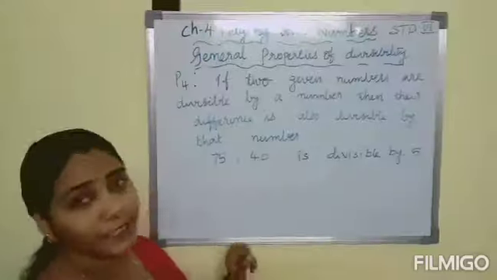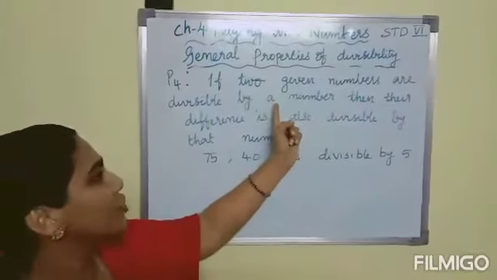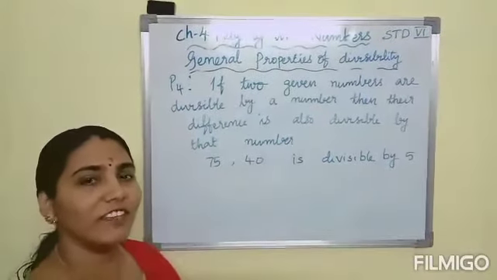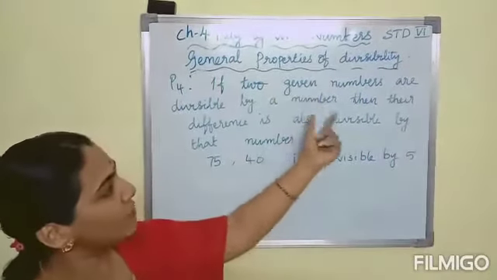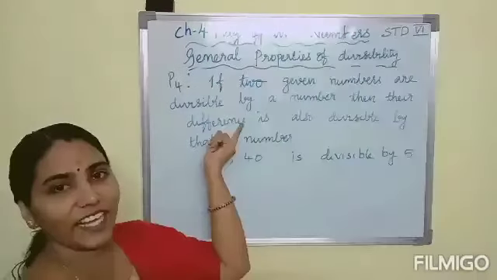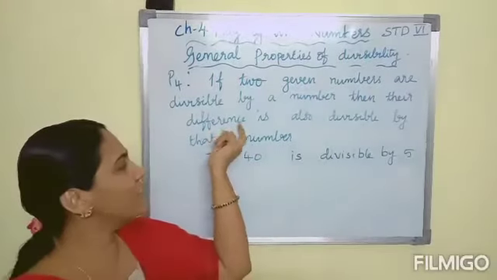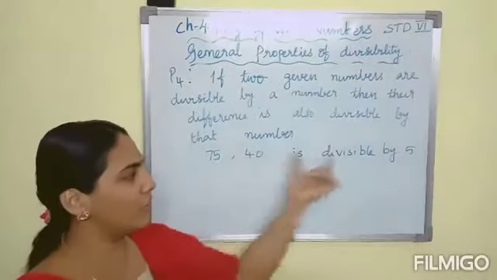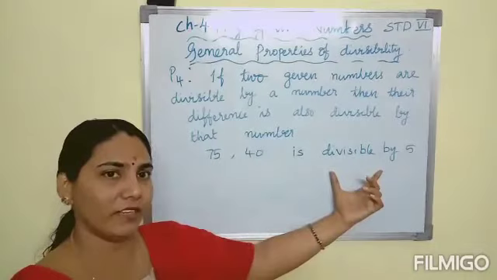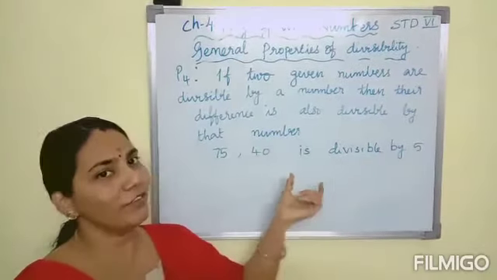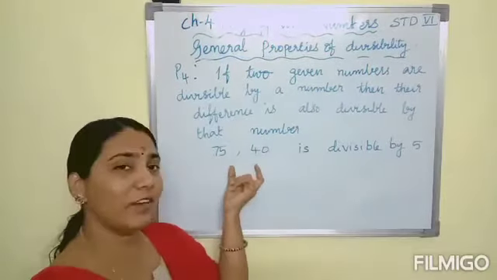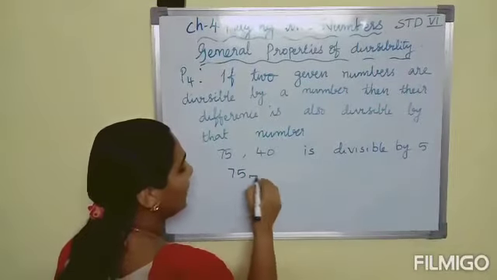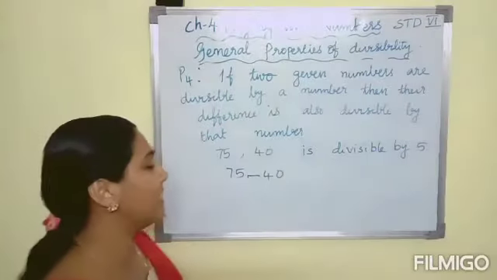Next property: if two given numbers are divisible by a number, then their difference is also divisible by that number. So what we did in the previous one was the sum; here the difference is coming. So what should we do? Two numbers I took, 75 and 40. We know that both are divisible by 5. Before, we added the numbers; here we should subtract, 75 minus 40.